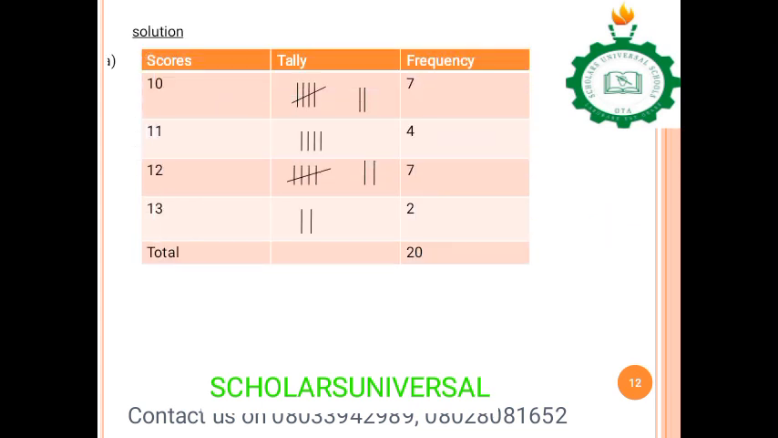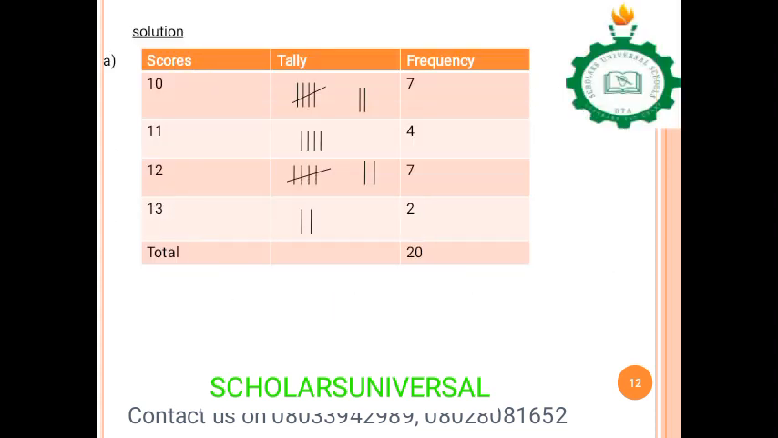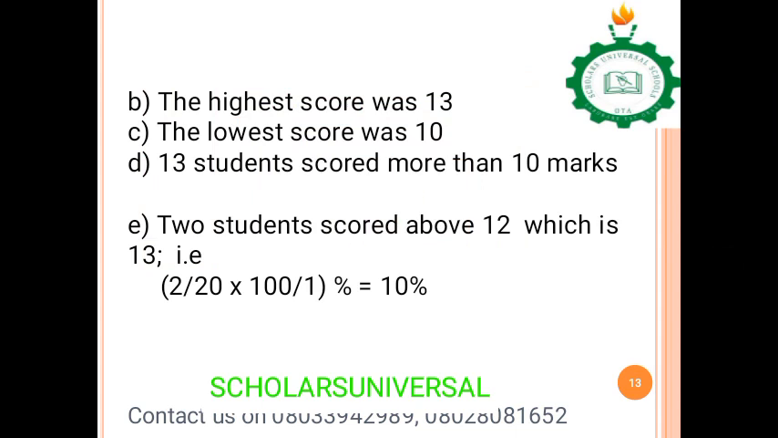The last question, find the percentage of students that score above 12 marks. How many students score above 12 marks? It was only 2 students that scored above 12 marks. That will be 2 over the total frequency times 100. Look at it here. Then you multiply that, you have 10%. That means 10% scored above 12 marks.